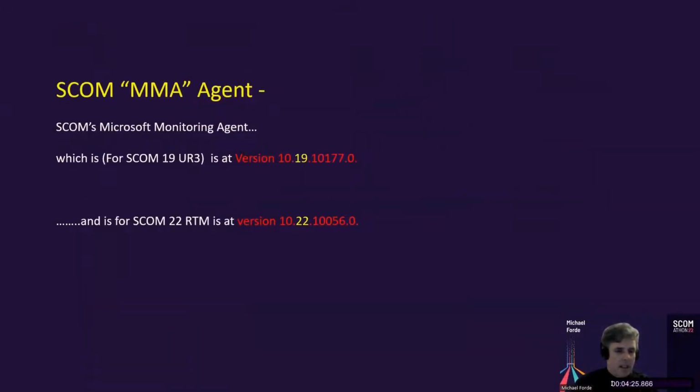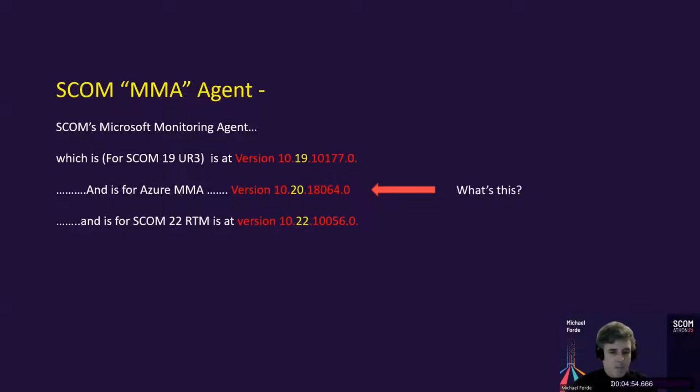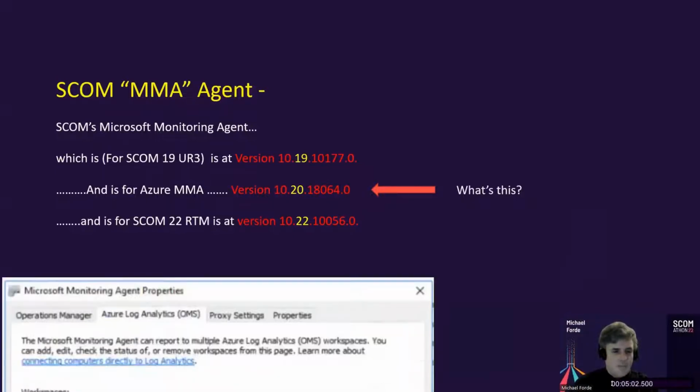So we've got these 2 versions which people use mostly at the moment: SCOM 19 UR3 and SCOM 22 RTM with no URs, so 10.19 and 10.22. And then in the middle, we have this other thing, this Azure MMA agent 10.20. A lot of people are going, what is this? What's going on here? You may see it accidentally installed by your cloud friends on IaaS VMs in the cloud, because sometimes you'll see documentation saying this is where you get the agent from and things like that.